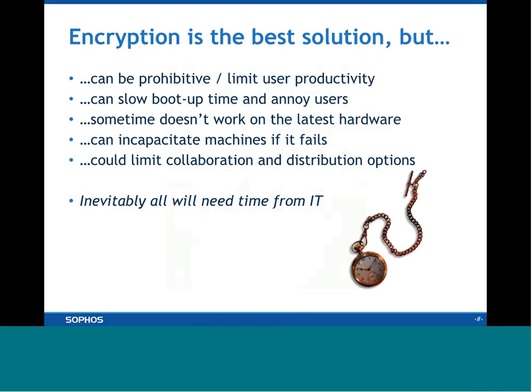So again, being able to simplify these things in the case where you don't have to prove what's on these devices if you can prove they're encrypted. Encryption is generally the best solution, but if not done correctly, can be prohibitive or slow users down. It can slow boot time and annoy users. In some cases, it may not necessarily work on the latest hardware or work across the board on all the hardware that you have in place. It can cause issues with machines, and it can also limit collaboration and distribution options depending on how permissions are assigned. Okay.